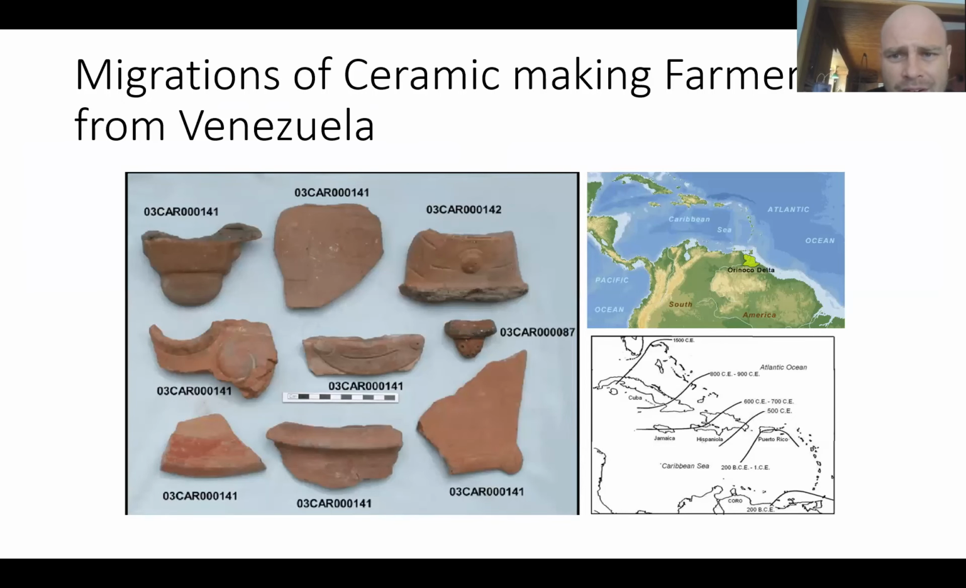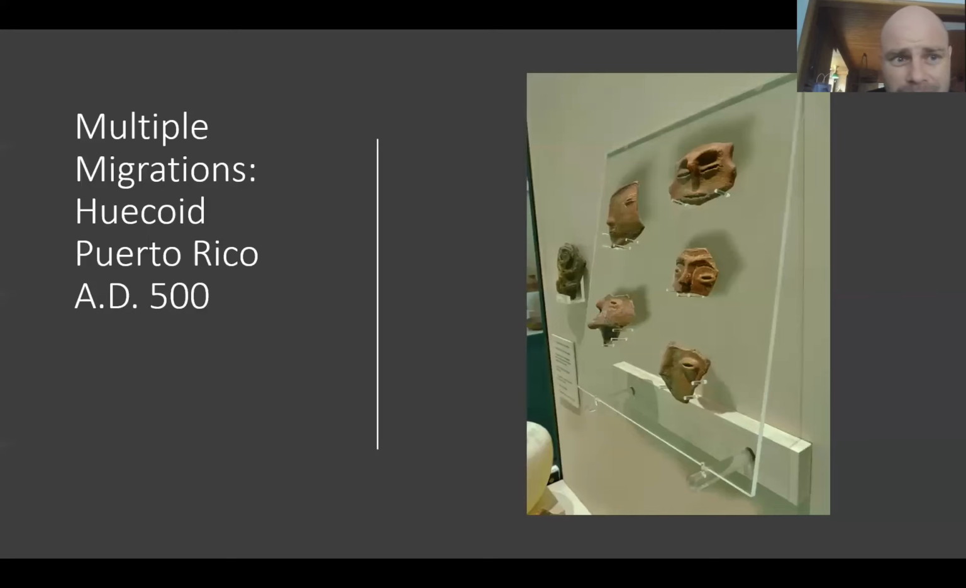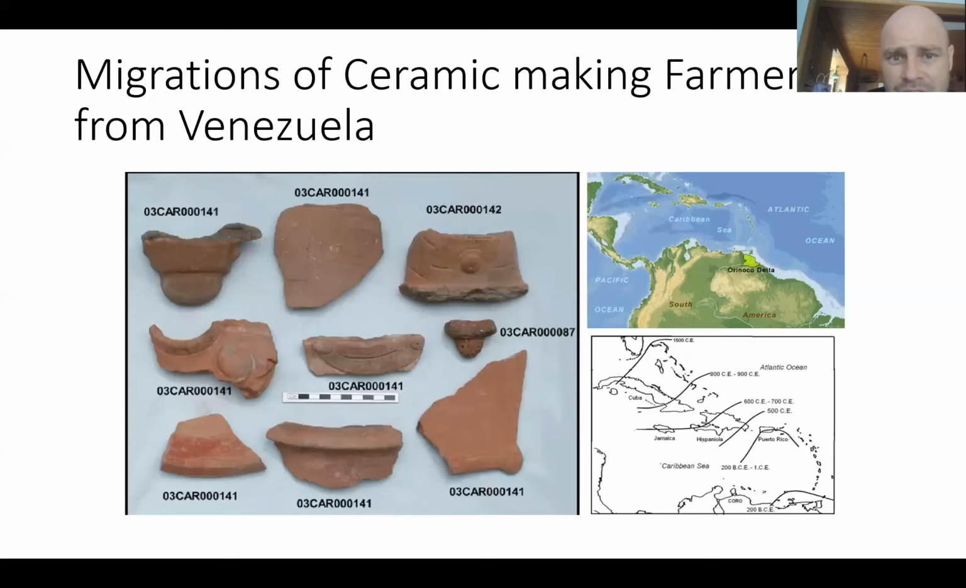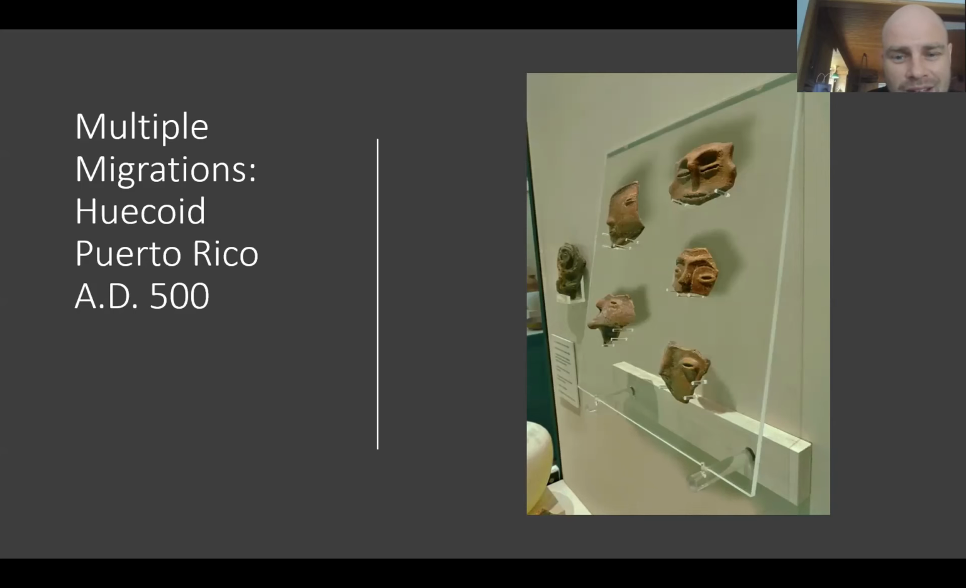Again, around 500 BC to 250 BC, we see a migration of ceramic making farmers from Venezuela. I'm going to talk about this in some more detail. It's kind of interesting how they moved and what they took with them. And there are other groups as well that seem to come there. So there's a migration with other South American artifacts called the Huecoid. These different groups, this group is called the Saladoid. It's based on the pottery type, and it's a pots equals people sort of thing, kind of.